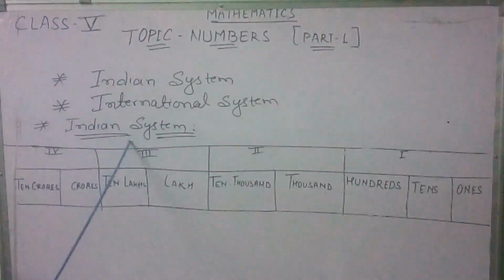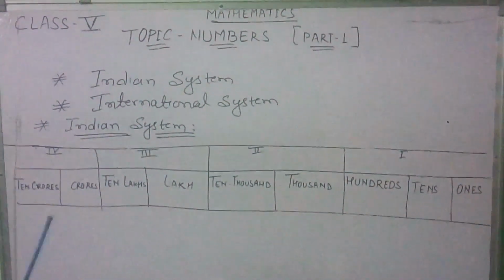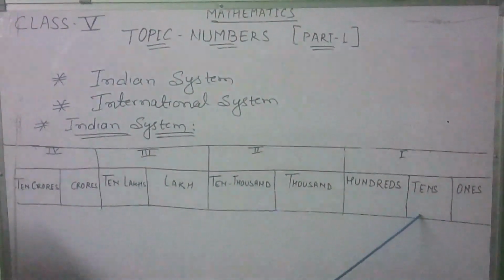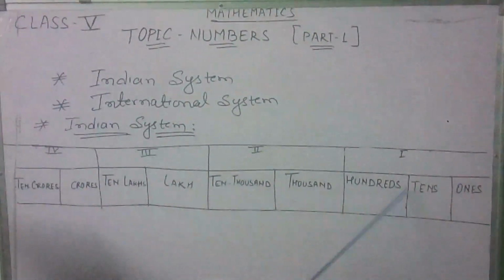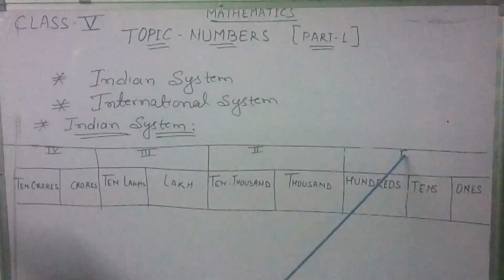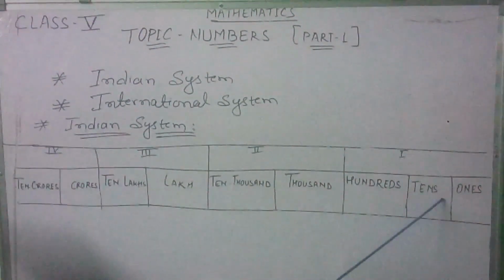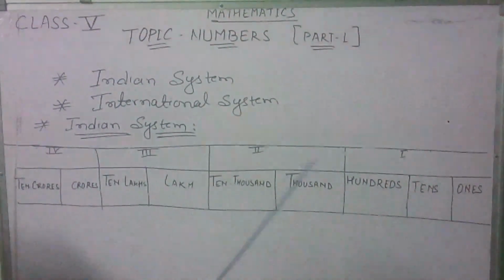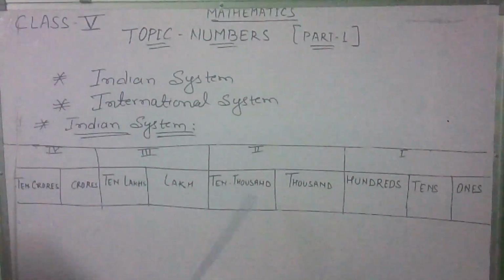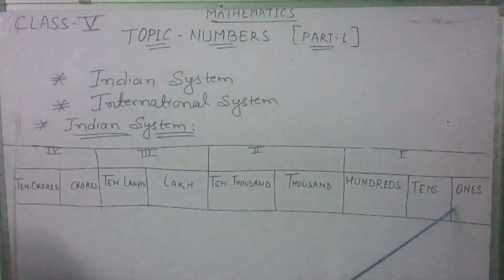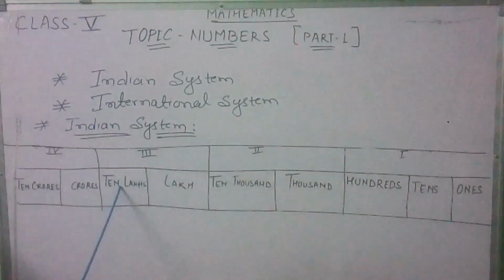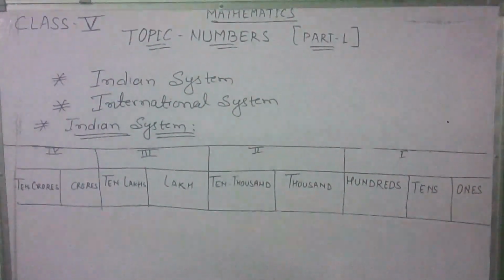According to the Indian system, to read and write the numbers, we start from the right end of the number. The first period is the ones period, consisting of ones, tens, hundreds. Each other period to the left of the ones period has two places each. Here the first is ones, tens, hundreds, comma, thousand, 10,000, comma, lakh, 10 lakh, comma, crore, 10 crore.